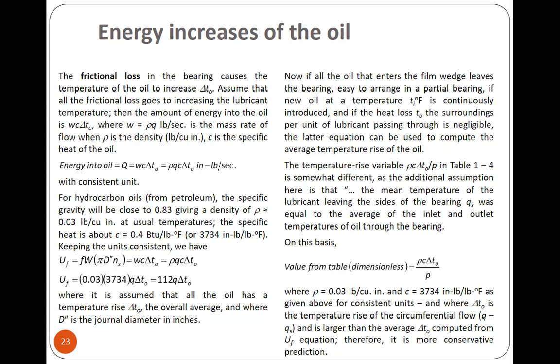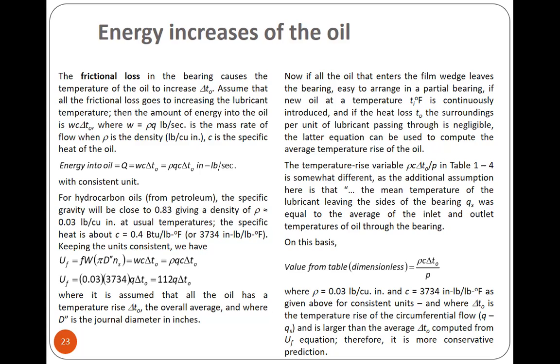So the formula, energy into the oil is equal to W C times delta T sub O, which is equal to rho Q times C times delta T sub O, with consistent units. For hydrocarbon oils from petroleum, the specific gravity will be close to 0.83, giving a density of 0.03 pounds per cubic inch at usual temperatures. The specific heat is about 0.4 BTU per pound Fahrenheit or 374 inch-pound per pound Fahrenheit.